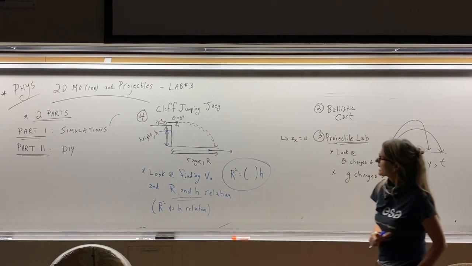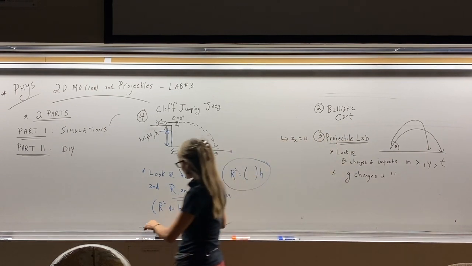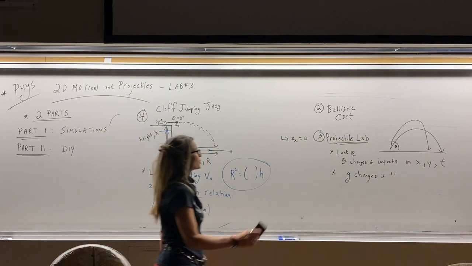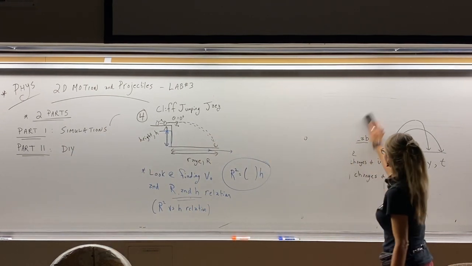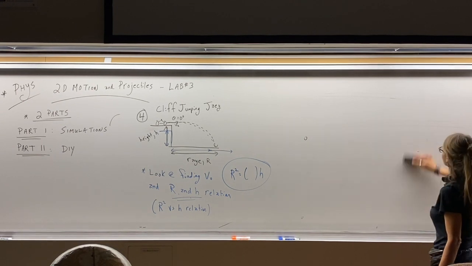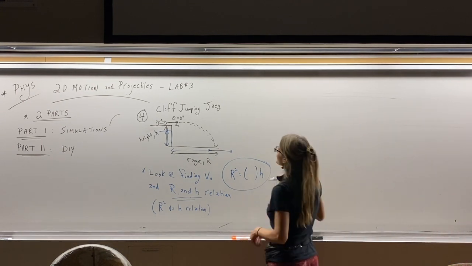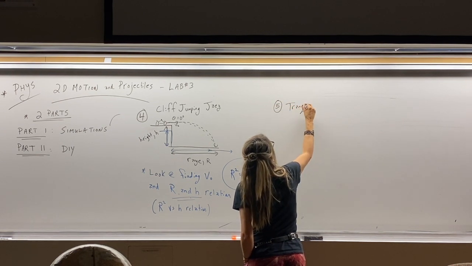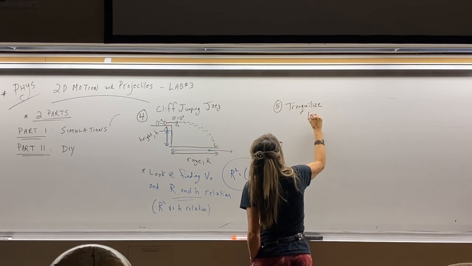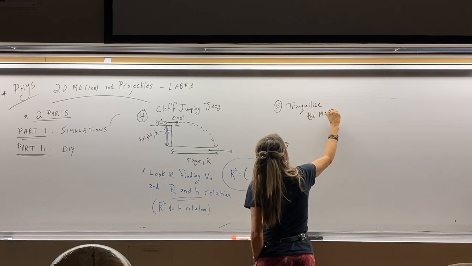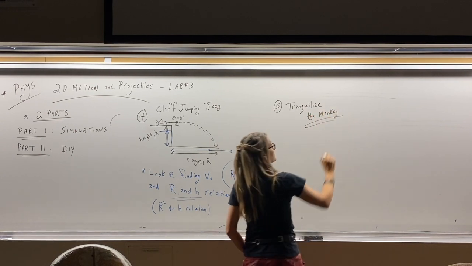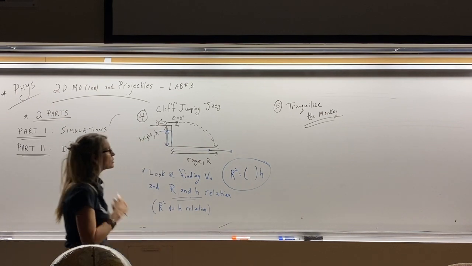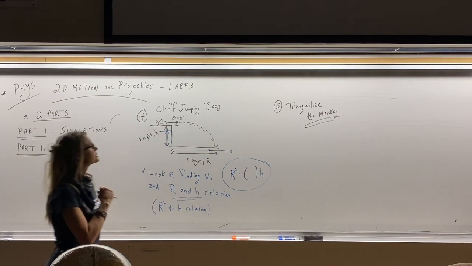And then the fifth simulation, this one tends to be a lot more mind-bending for students. Number 5 is the tranquilize the monkey simulation. There are a few key ideas here, and I've posted some key equations online.